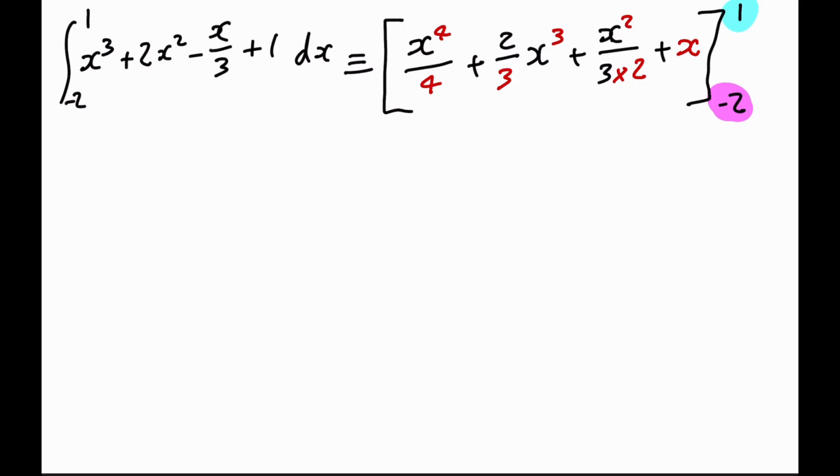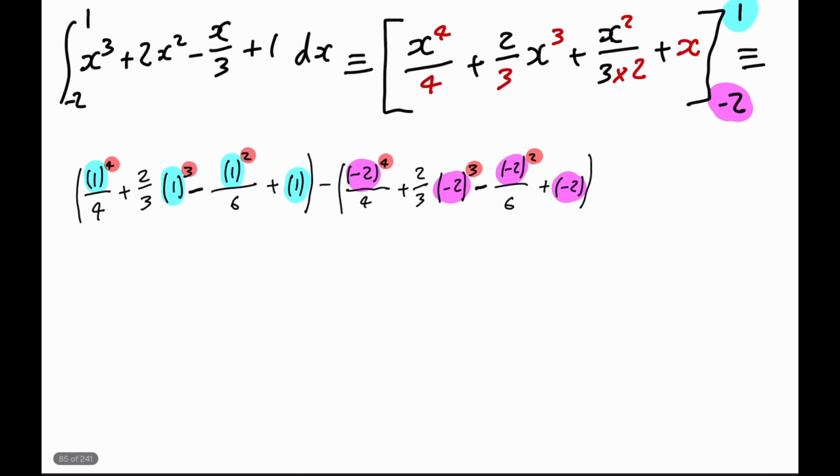So the new power is 4, so you divide it by 4 for the x cubed when you integrate it. And the new power is 3 for the x squared, so you divide by 3. And the new power is 2 for the x, so you divide by 2. And then because when you have a constant, you would go to x, and because the power is 1 here, you divide by 1, which is the same thing. And remember to always apply your limits, your 1 and your minus 2 in this format here. It's just nice and easy to see.